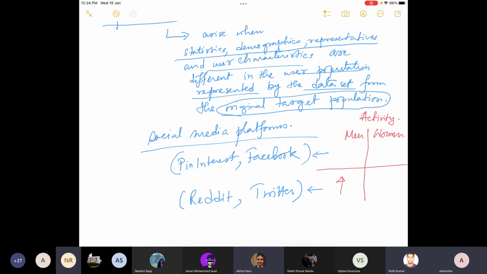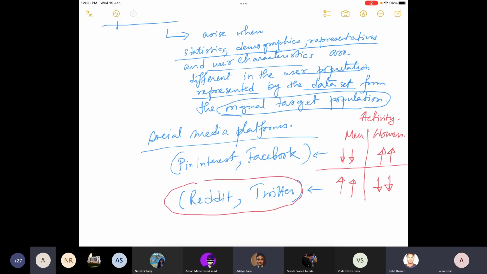It is observed that men are more active on platforms like Reddit and Twitter. Similarly, women are more active on platforms like Facebook and Pinterest. So now this actually causes a difference in the two populations. Now if your original target population is from here, and you want to make conclusions on the population from Reddit and Twitter, and you want to do it based on the population of Pinterest and Facebook, then this is going to be wrong. This is where the population bias creeps in.